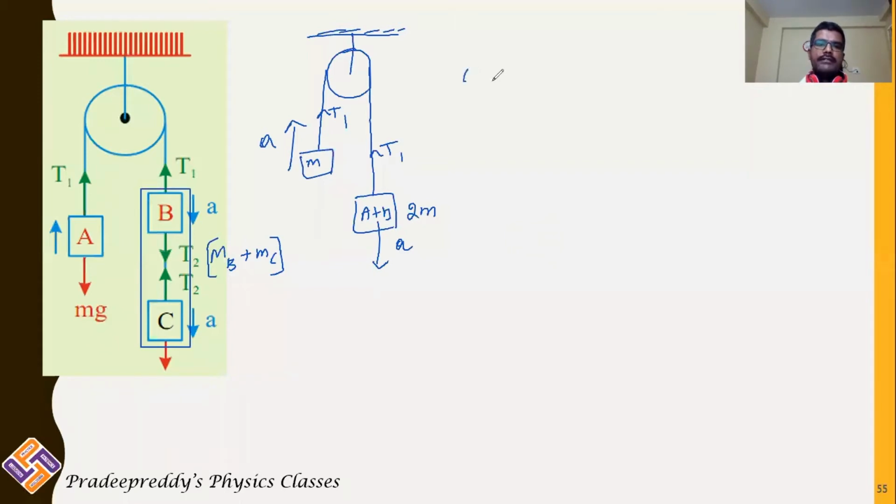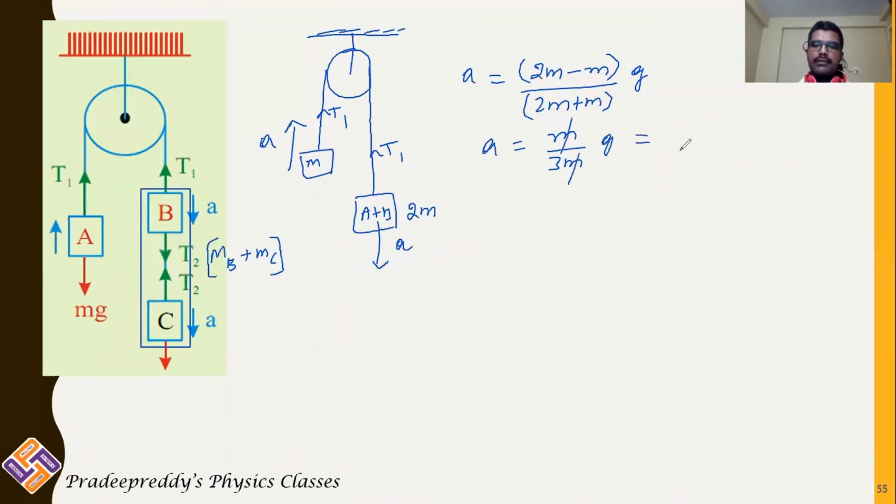So simply you can find out acceleration now using the formula. Acceleration A is equal to greater mass, that is 2m, minus smaller mass, that is m, divided by total mass, 2m plus m, into acceleration due to gravity. A will be equal to m divided by 3m into g. m and m get cancelled. This gives you g by 3. That is the acceleration of all the masses. So all masses move commonly with the same acceleration.